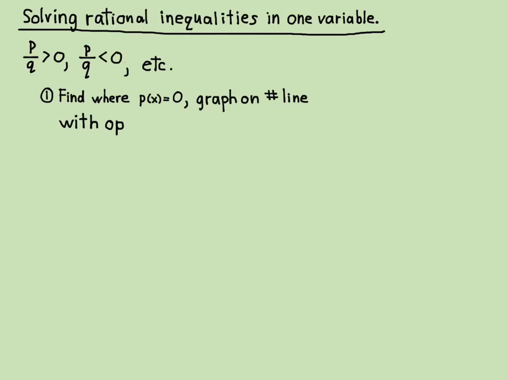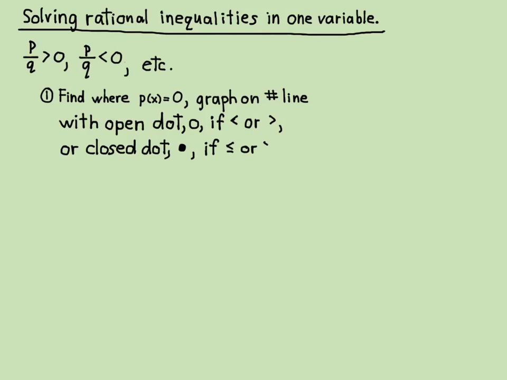So basically the procedure would be, first find where P of x equals 0, and graph on the number line with an open dot if you have a less than or greater than, and a closed dot if it's less than or equal to or greater than or equal to. These are going to be the endpoints of your intervals. You're trying to see where that rational expression is positive or negative, and you want to know where it's 0.